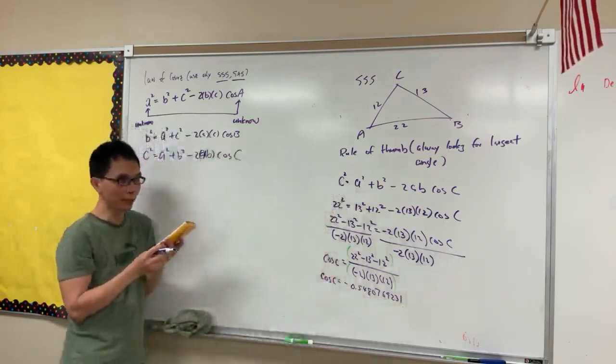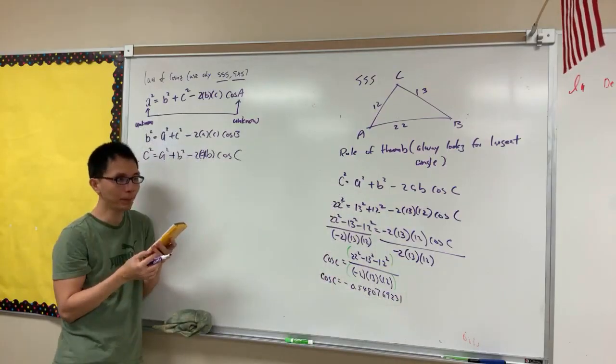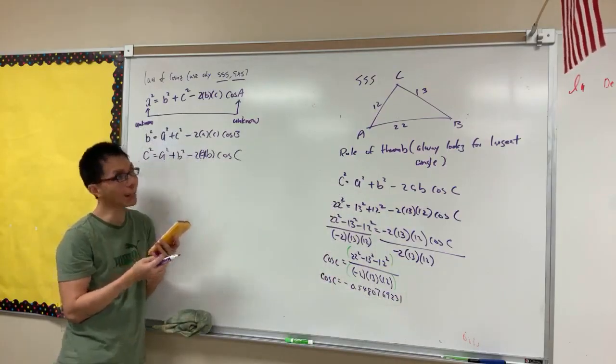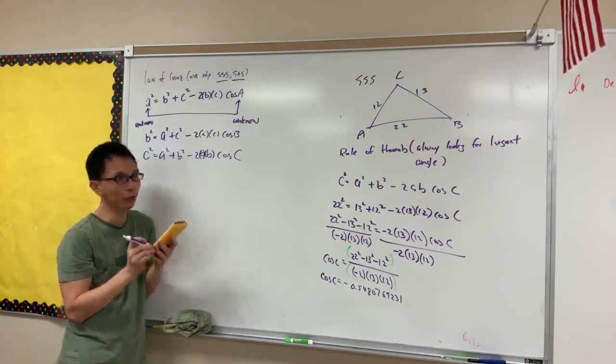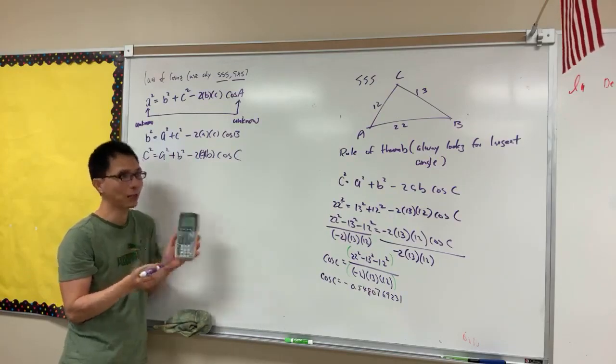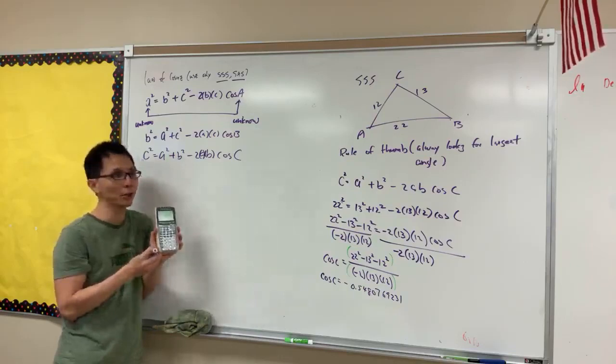Right here, I'm going to keep as much as I can, because I'm trying to get a side, and the side really deviates by a lot if I do premature rounding. So I'm going to use the calculator. I usually don't write it down.